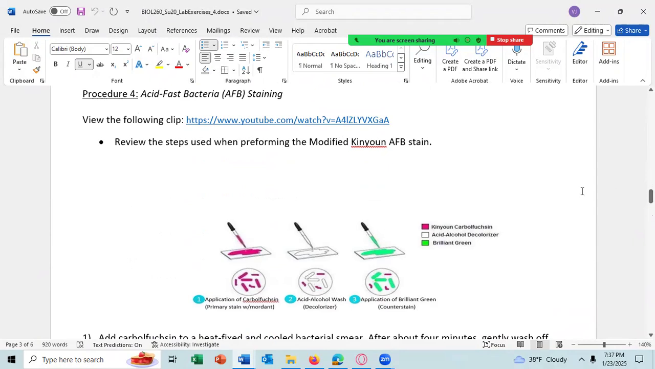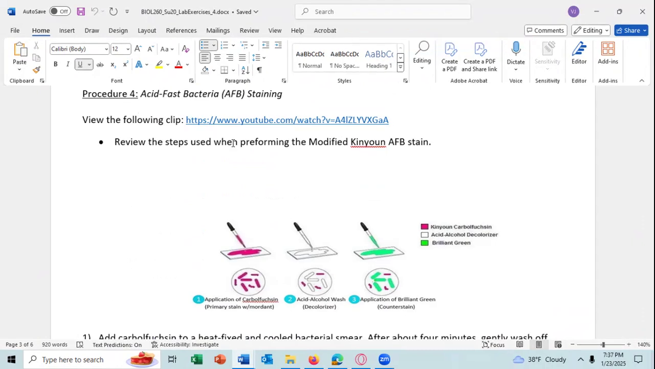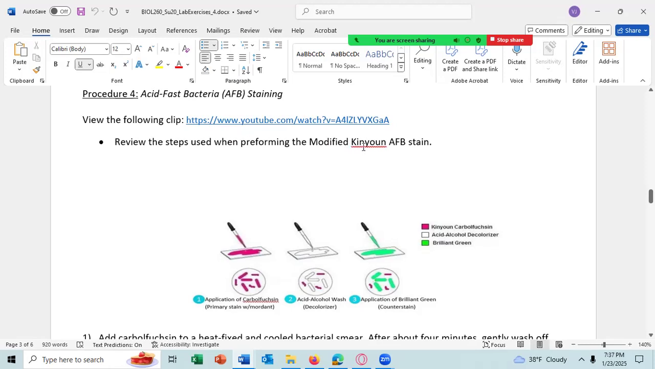All right, then we have the acid-fast bacteria stain. This is the second differential stain that we're going to talk about. So we've already talked about the gram stain. Let's talk a little bit more about the acid-fast stain. First, view the clip on the acid-fast bacteria, and then review the steps for performing the acid-fast stain. We're going to be looking at the modified Kinyoun acid-fast bacteria stain, and that's what the video covers, as well as this lab.